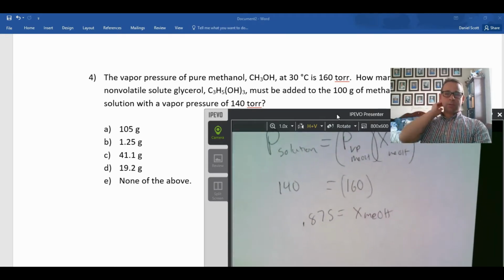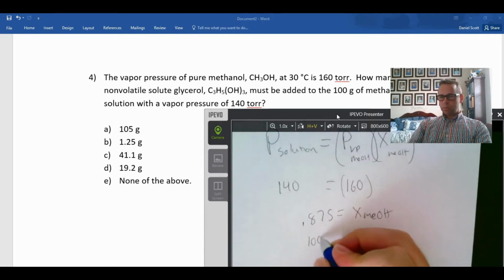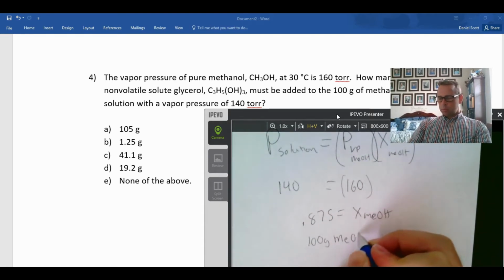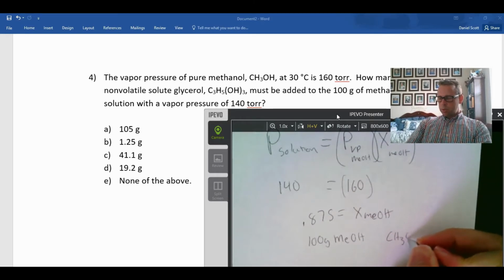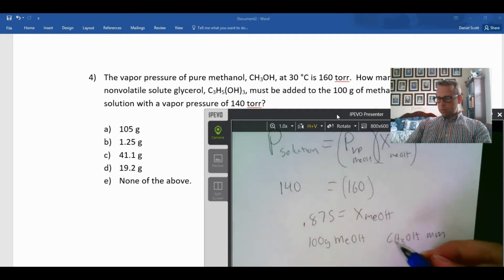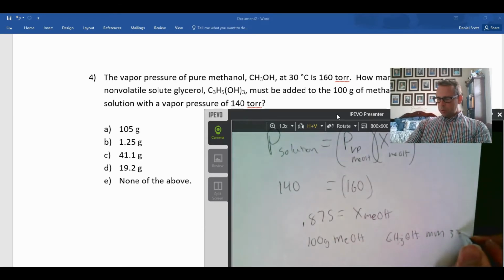Now, how do I get 0.875? Well, I'm going to have to add some moles of the glycerol. So if I have 100 grams of methanol, that's CH3OH. The molar mass of this is, let's see, carbon 12, 16 plus 12, 28. So we have 32 grams per mole for the methanol.